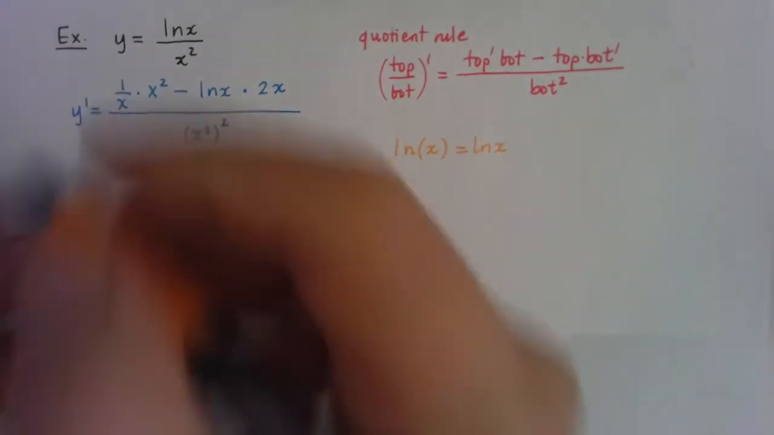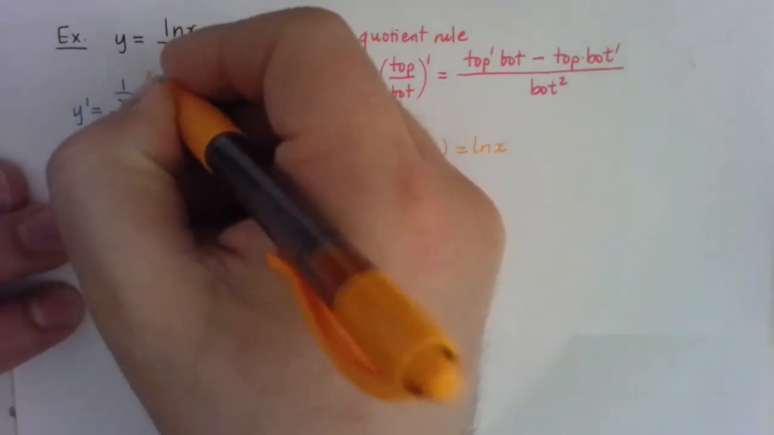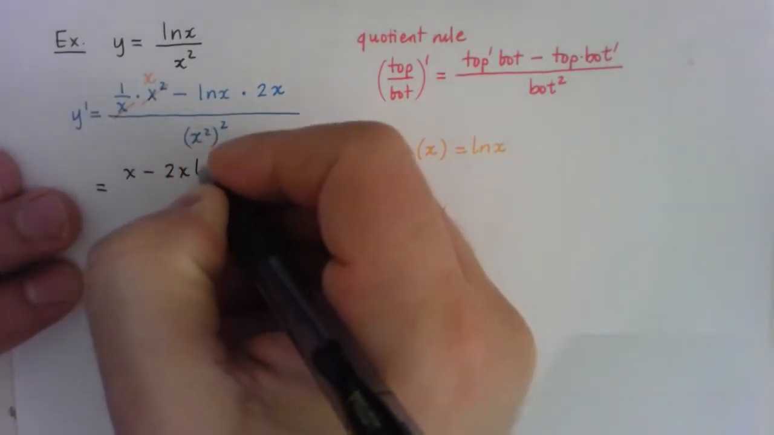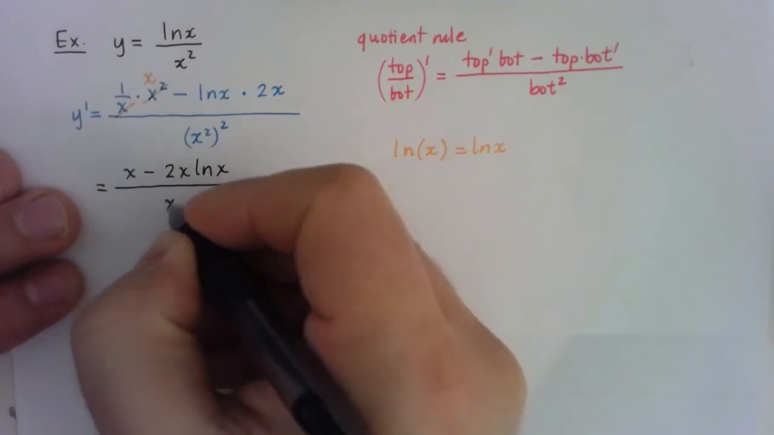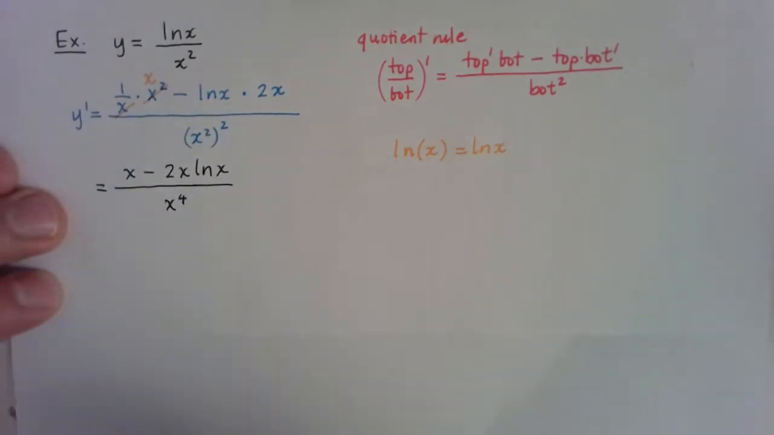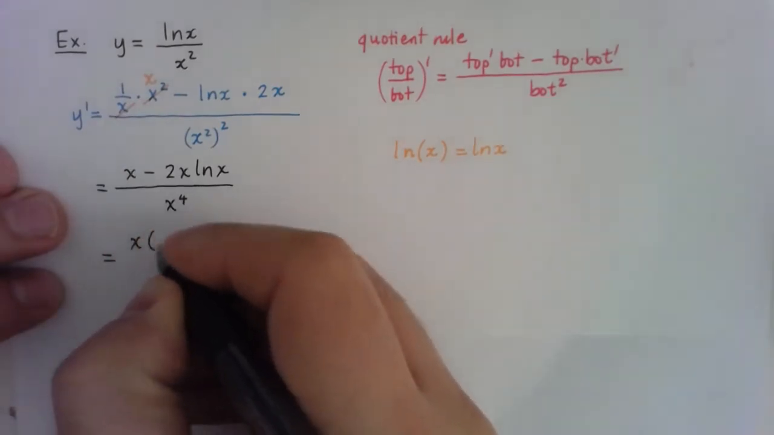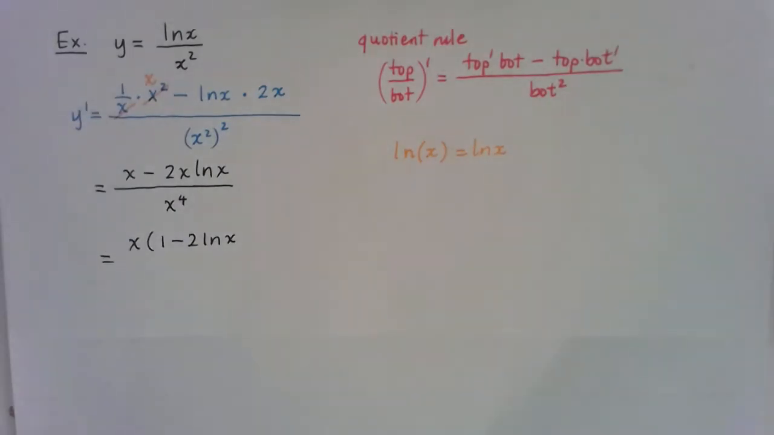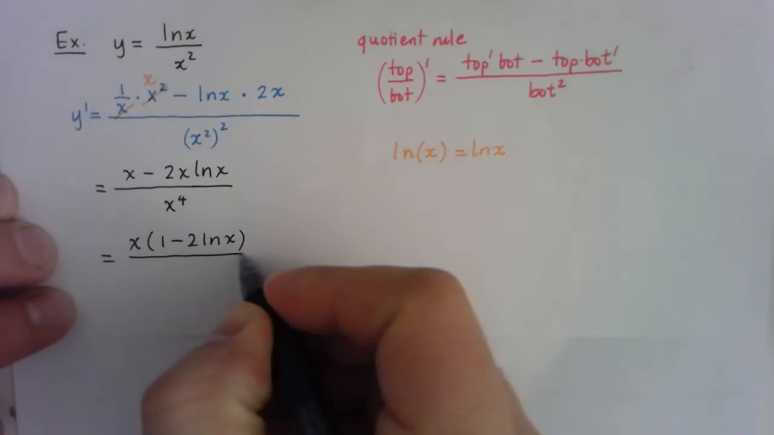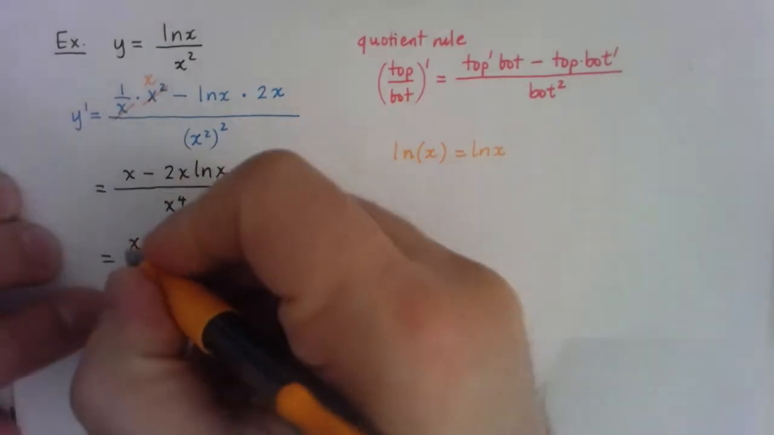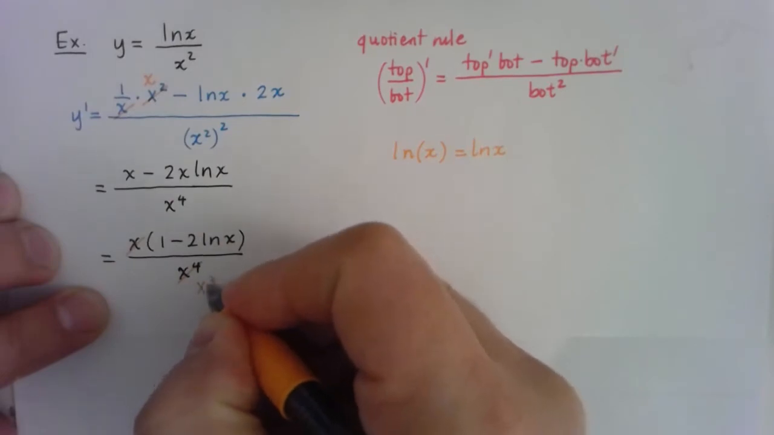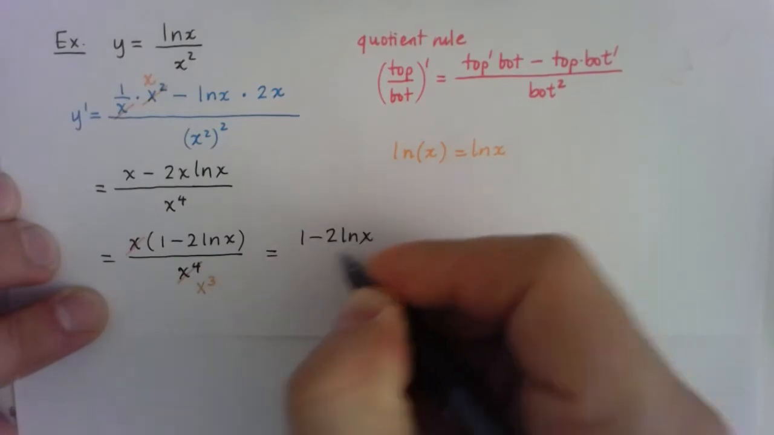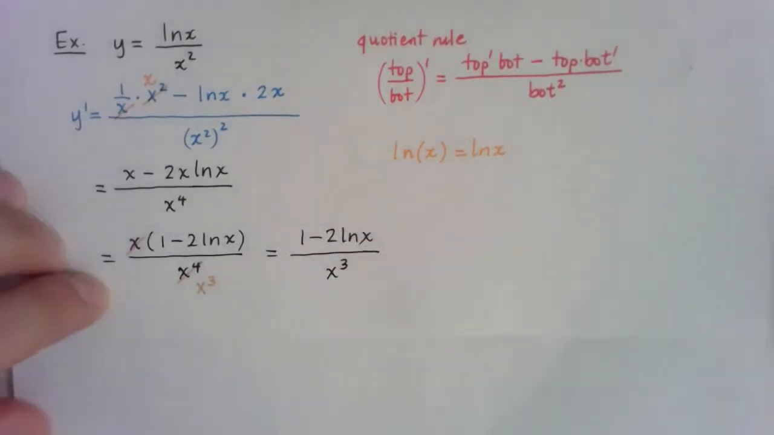So here you can simplify x and x squared, you will get an x. So we have x minus 2x times ln x divided by x to the 4. You can simplify further. Why? I can factor out an x. I got 1 minus 2 times ln x. So we got x times 1 minus 2 ln x, divided by x to the 4. And x and x to the 4 cancel, and I got x to the 3rd. So the final answer is 1 minus 2 times ln x divided by x to the 3rd. That's what we have.